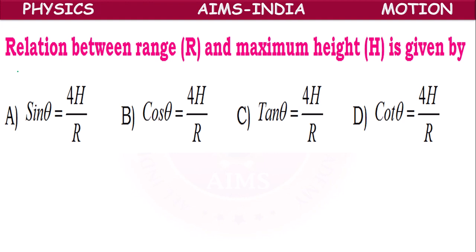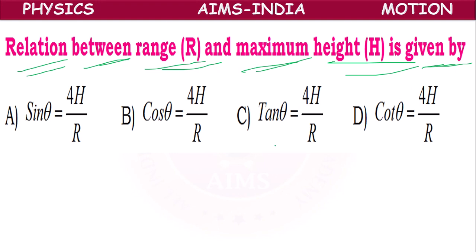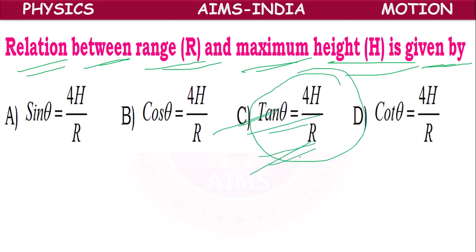Next one, a relation between range and maximum height is given by the formula tan theta equal to 4h by r.